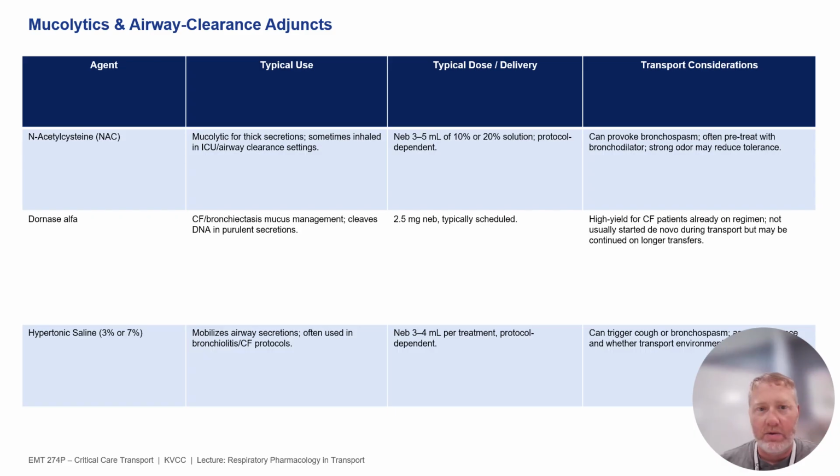When you nebulize it, it's a sulfur smell. It smells like rotten eggs. That can actually trigger bronchospasm. So you always want to pre-treat Mucomyst with albuterol and have suction ready. That is a key takeaway if you've got someone with a lot of secretions.